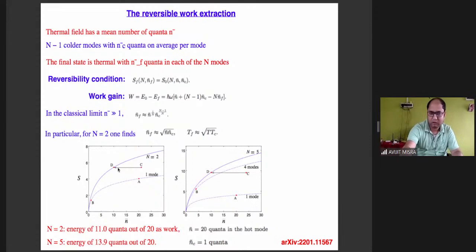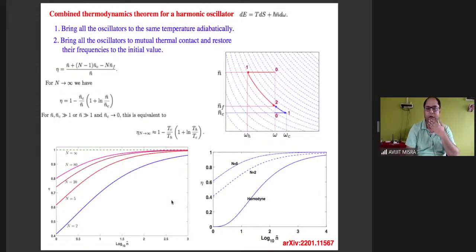some work. Okay, and instead of 1 cold mode, if I take 4 cold modes, then I can extract even more work. So for 4 cold modes, I can extract 13.9 quanta out of 20 quanta, and for 2 cold modes, I can extract 11 quanta out of 20. Okay, but how to do it? So here we can show this graphically by 2 modes.